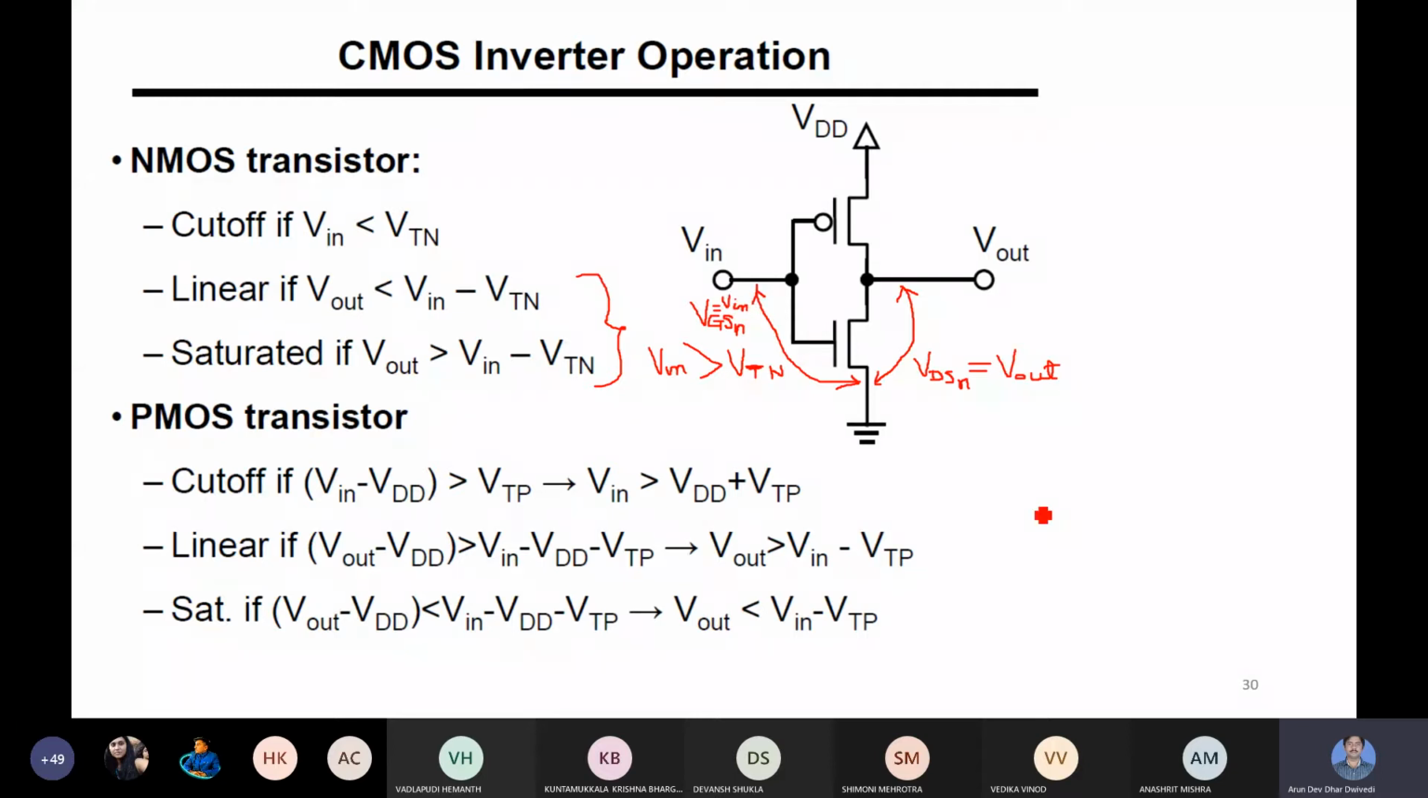So these are the things to be understood. Similarly, for the PMOS transistor, when it will become on and off. Obviously, for the PMOS transistor, this is the source, this is the drain, and this is the gate. For the NMOS transistor, this is the gate, this is the drain, and this one is the source.